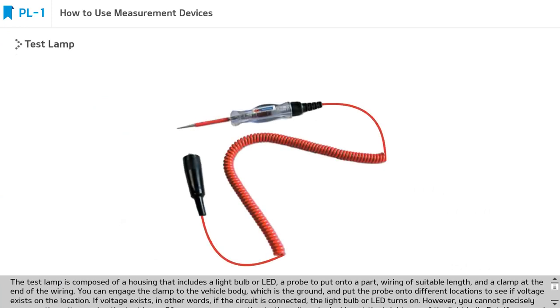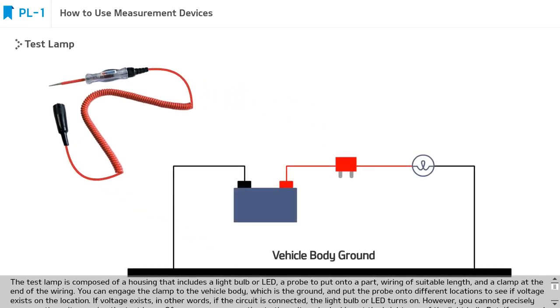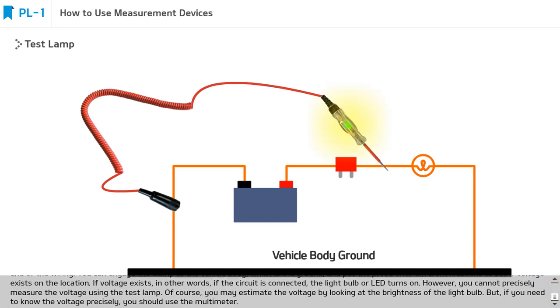The test lamp is composed of a housing that includes a light bulb or LED, a probe to put onto a part, wiring of suitable length, and a clamp at the end of the wiring. You can engage the clamp to the vehicle body, which is the ground, and put the probe onto different locations to see if voltage exists on the location. If voltage exists, in other words, if the circuit is connected, the light bulb or LED turns on.